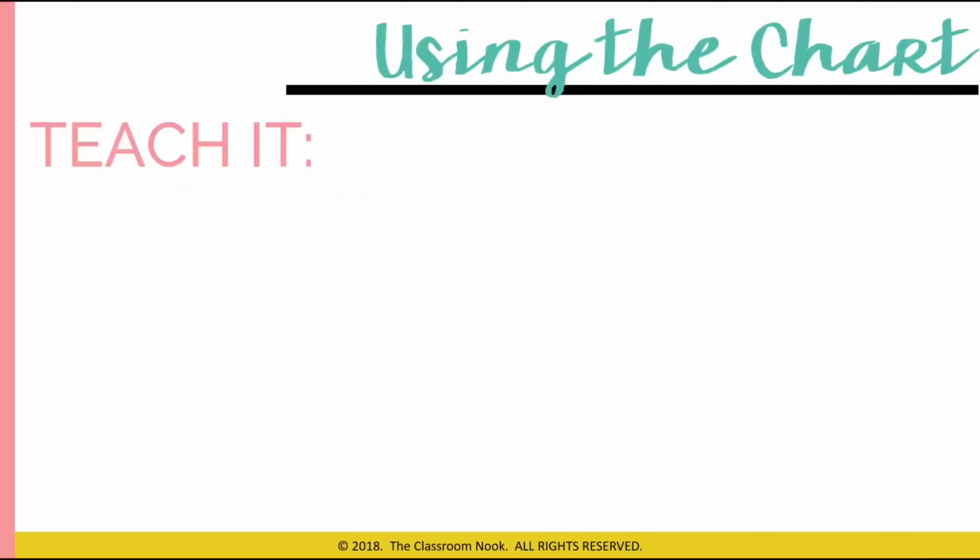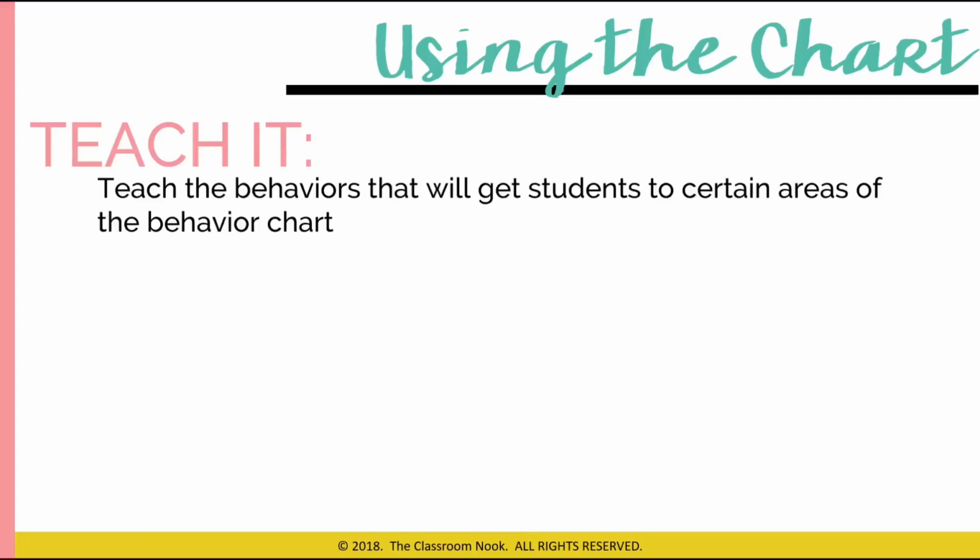So using the chart, you're going to first teach it. You're going to teach the behaviors that will get students to certain areas of the behavior chart, both positive and negative behaviors. So they know exactly what they need to do if they want to get to that role model section of the behavior chart, and what they don't want to do that would move them down to the warning or the parent contact and so on.